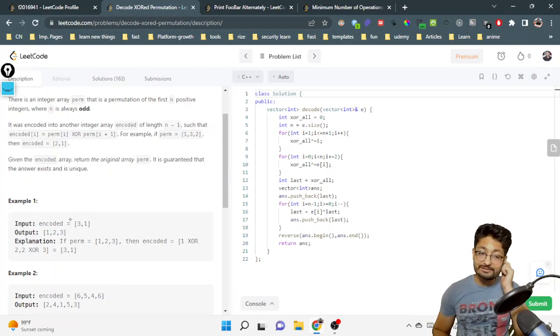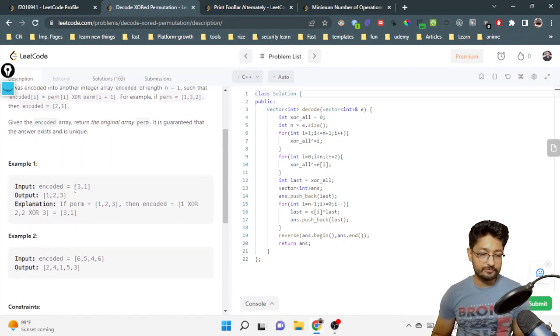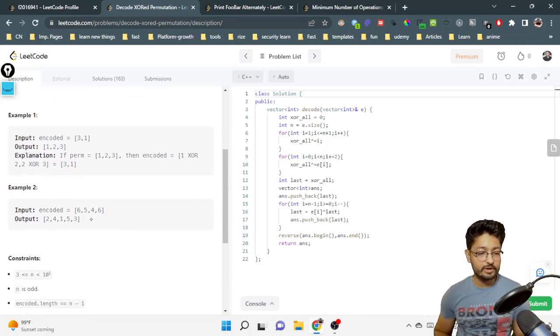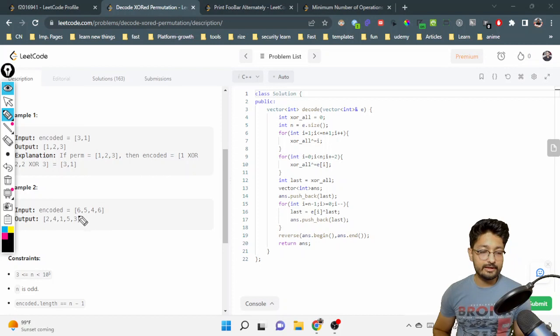Now you are given this encoded array that is given to you. Now from that you have to finally find out back the actual permutation array, and it states that the answer always exists and it is always unique. Okay, that is the overall idea of this particular problem, that you're given some encoded array as you can see here as well. Okay, and then this is found by taking the XOR of, let's say, the first two numbers is this number, the next two numbers is this number, the next two numbers is this number, and so on. Okay, that is given to you.